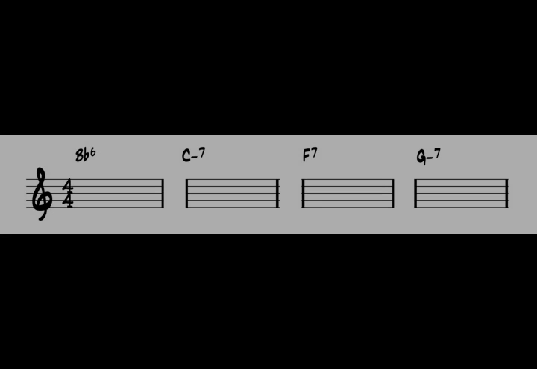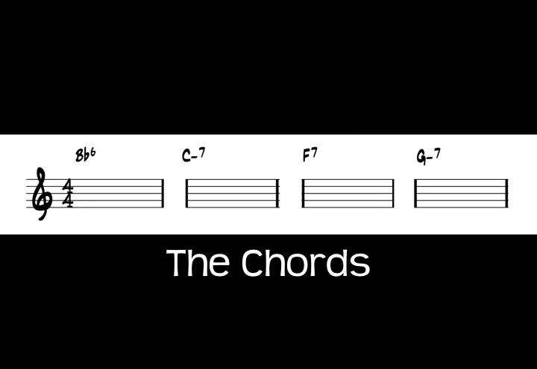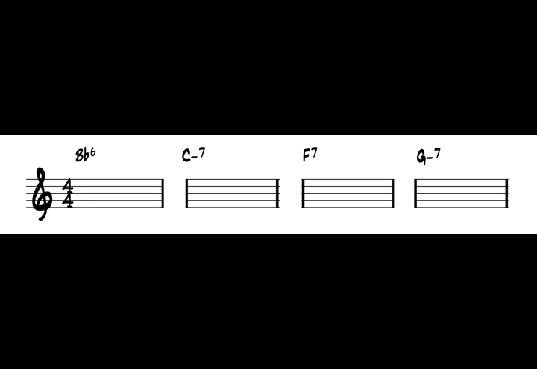Look through the chord progression and you'll find that it includes 4 different chords: B flat 6, C minus 7, that's C minor 7, F7, and G minor 7. Before we begin our practice, let's take a moment and discuss the chord symbols and their meanings.